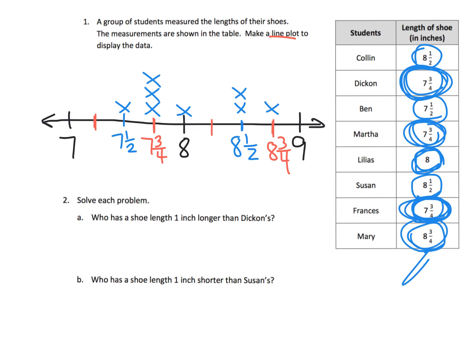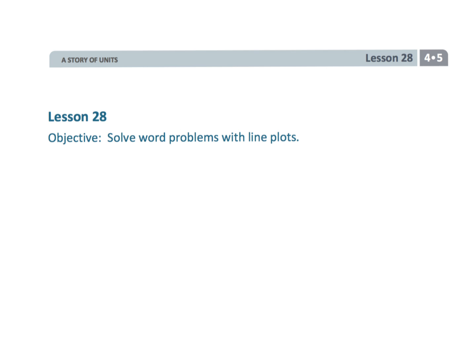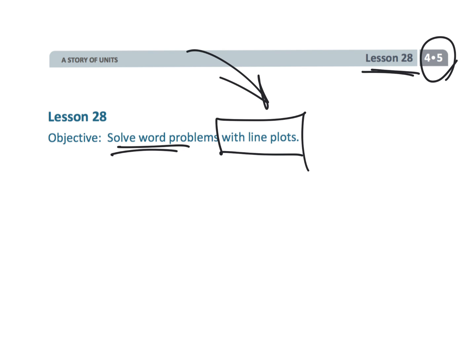Who has a shoe length 1 inch shorter than Susan? Well, I go over here. Here's Susan. Susan is at 8 1/2. So I need to go 1 inch shorter. That's 7 1/2, and that's Ben. So the idea of a line plot is that it allows us to take all of these numbers and sort them out, and then easily look at these and answer questions and make statements about our collected data. And that wraps up 4th grade Module 5, Lesson 28, using word problems as our context for creating line plots.